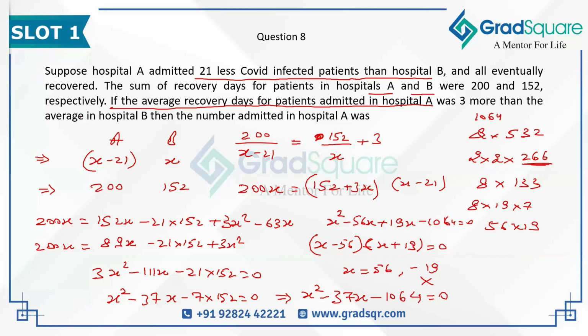Now, what was the question asking you? The number of patients admitted in hospital A was how much? It was x minus 21. The value of x is 56. 56 minus 21 would then give you 35 as your answer to this question.